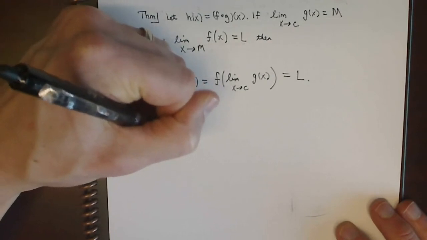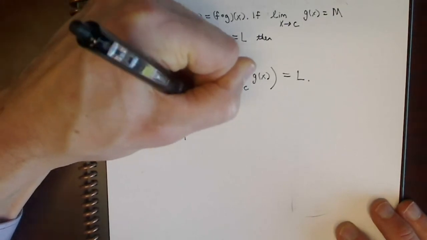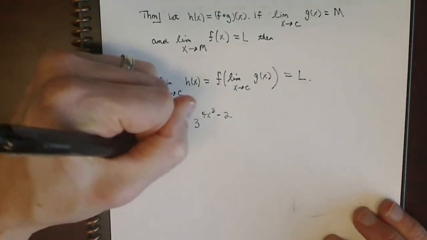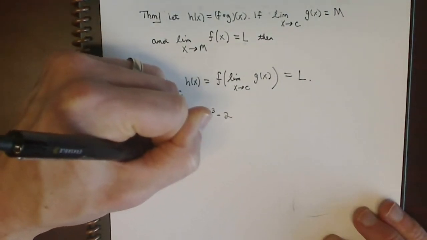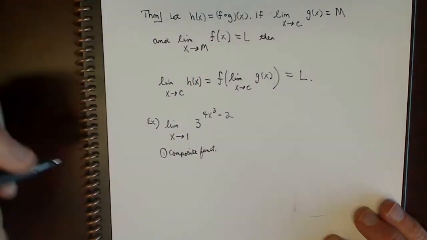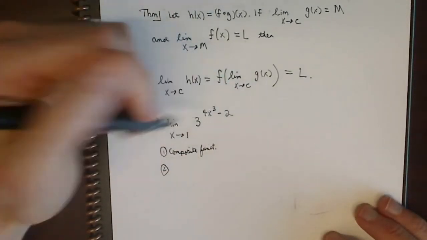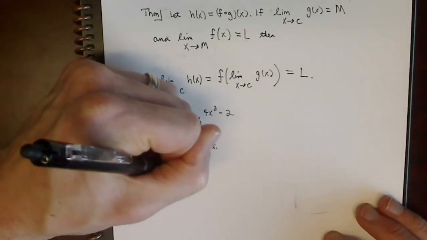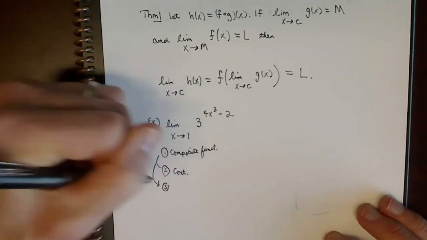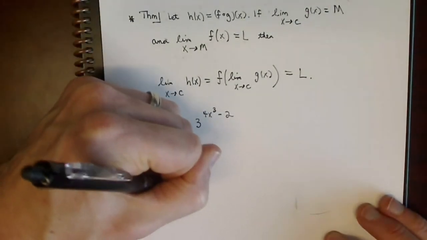Suppose you have the limit as x goes to 1 of 3 raised to 4x cubed minus 2. The first thing we have to recognize is that this is a composite function. And it's continuous. Each of the pieces, the polynomial and the exponential, are both continuous functions. And so as a result, those allow us to use our theorem and to use the substitution method.